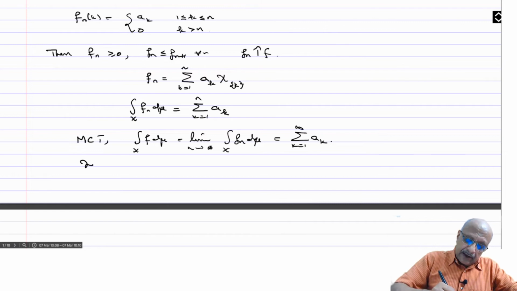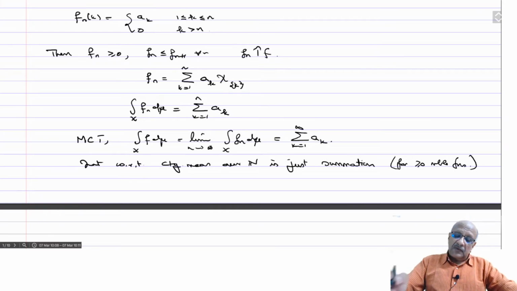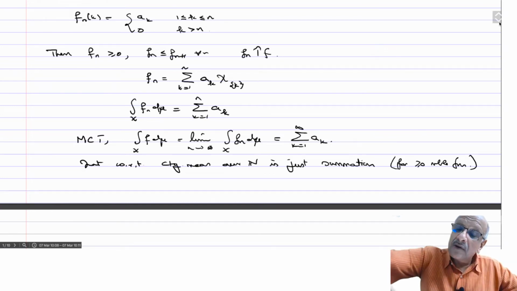So integration with respect to counting measure over N is just summation for non-negative measurable functions, and again the sum of the series need not be finite, so the integral can be infinity. Okay, so this is just the summation which you have here.